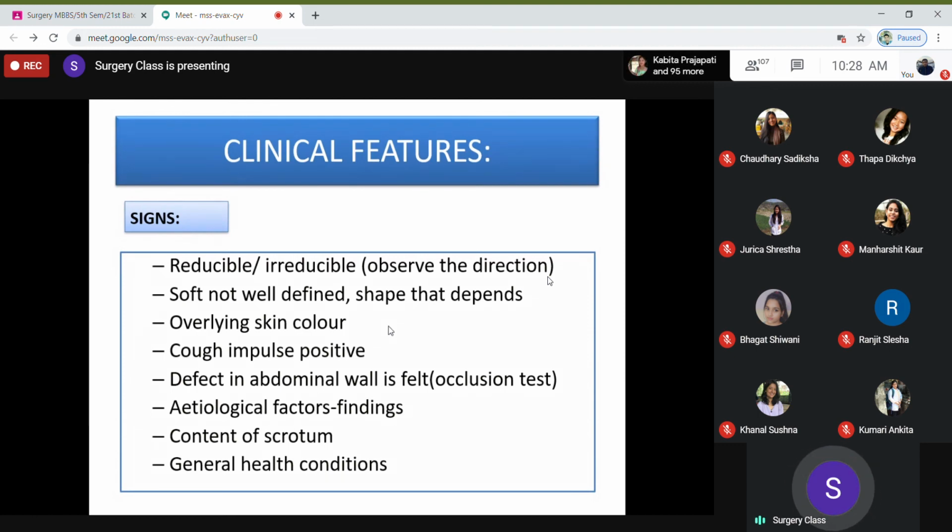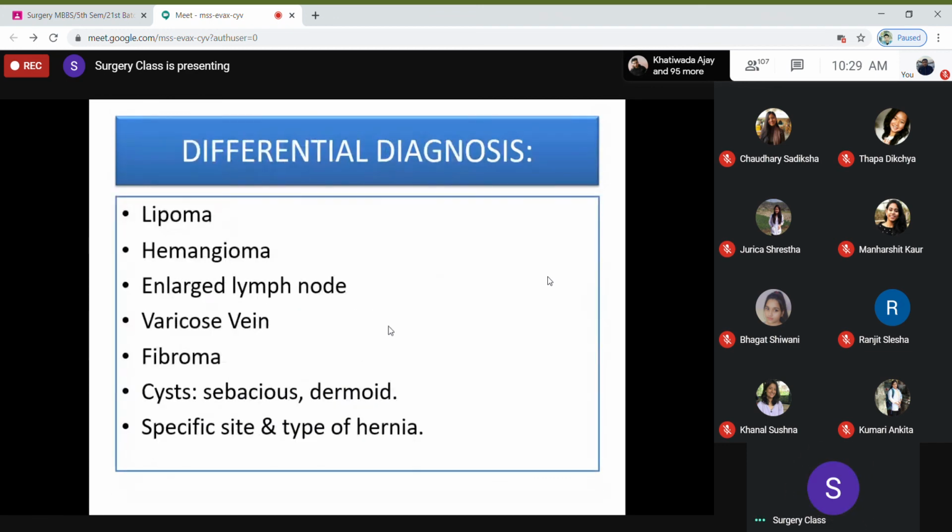And you see the general condition of the patient, whether anemic, malnourished, not exercising properly, or having a different work or profession which might increase the intra-abdominal pressure. So these are the things you have to find in the signs when you diagnose the case.